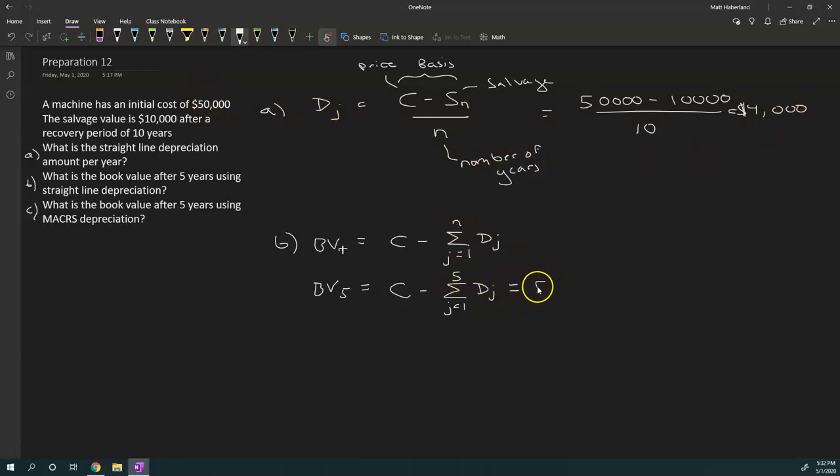So it's going to be 50,000 minus, well, if this is the same amount each year and J goes from 1 to 5, then it's going to be minus 4,000 five times. So minus 5 times 4,000. And that is equal to $30,000. $30,000 is the book value after 5 years, assuming straight line depreciation.